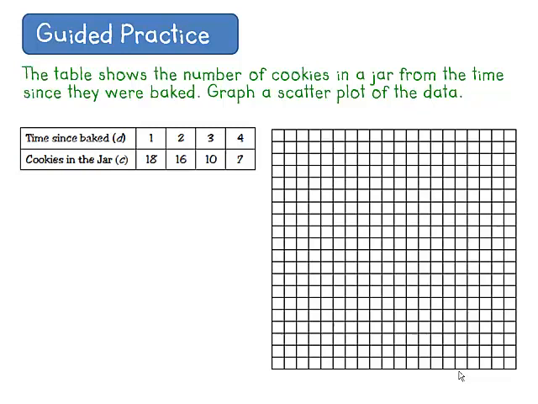So we have to plot these 4 points on this grid, but before we can do that we need some information on this grid. First thing I'm thinking is the time since baked would be the x-axis because time is always independent. So right away I'm going to label my x-axis time since baked, if you could see that on the bottom. After I do that, I see that I have the points 1, 2, 3, and 4. Those 4 values need to be on my x-axis. So I want to spread them out evenly.